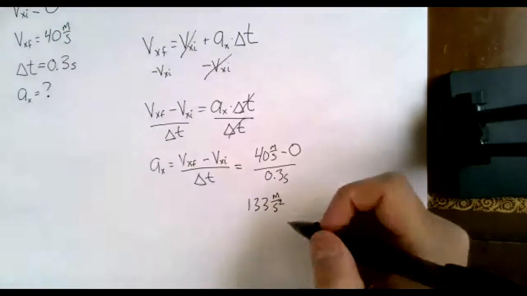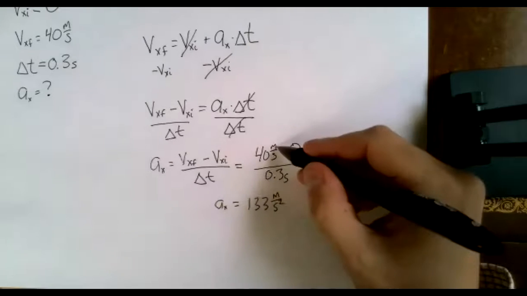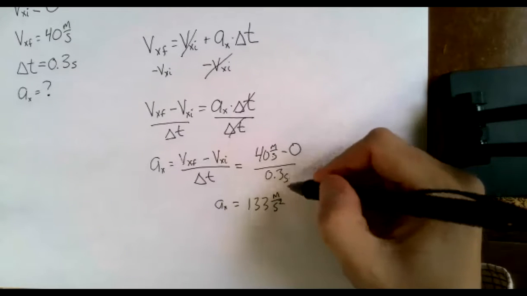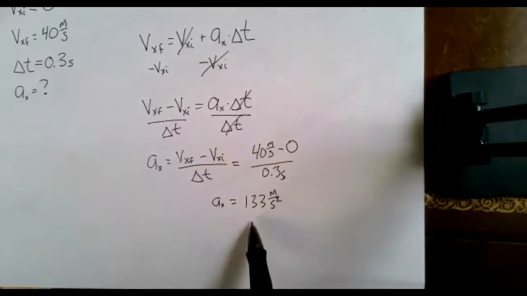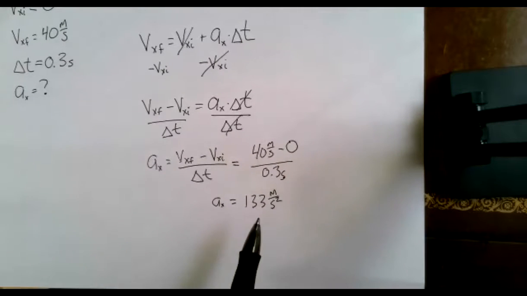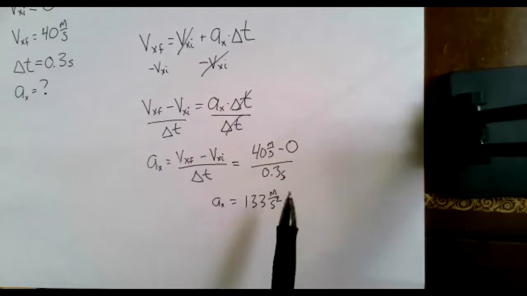133 meters per second squared. Right, meters per second squared because we have meters per second divided by seconds, right? Makes meters per second squared. And that's a pretty big acceleration, right? That's bigger than most of the accelerations we've seen so far for things falling or cars accelerating.